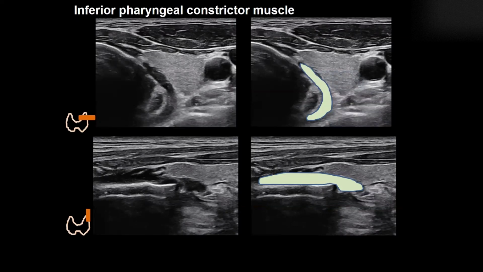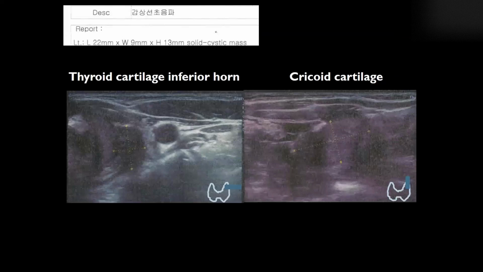Sometimes, inferior constrictor muscle can be mistaken for a thyroid nodule. On US, the muscle surrounds the thyroid cartilage. This patient was referred for a thyroid nodule on US. On transverse US, the marked area is an inferior horn of a thyroid cartilage. On longitudinal US, the marked area is a cricoid cartilage.